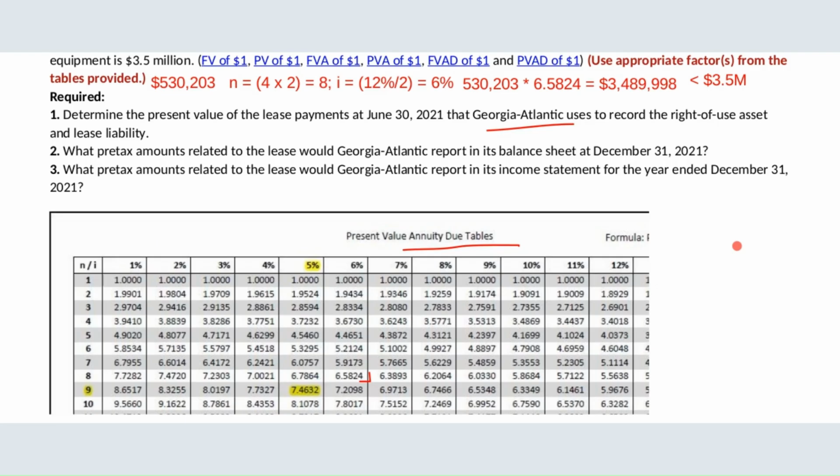So we're going to have a journal entry on June 30 with this amount, right? So on June 30, 2021, we're going to debit the right of use asset for the 3.4, or can I make this smaller?